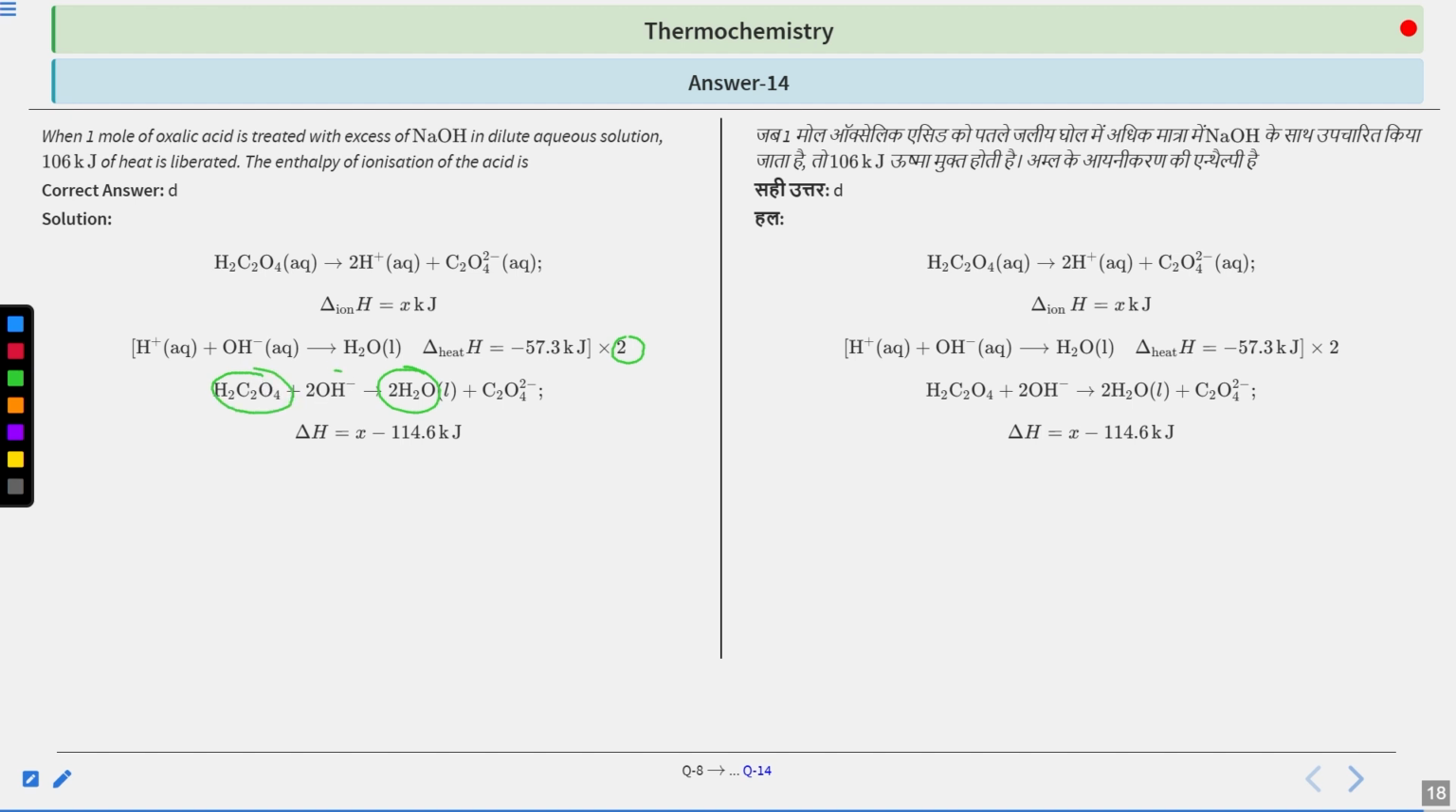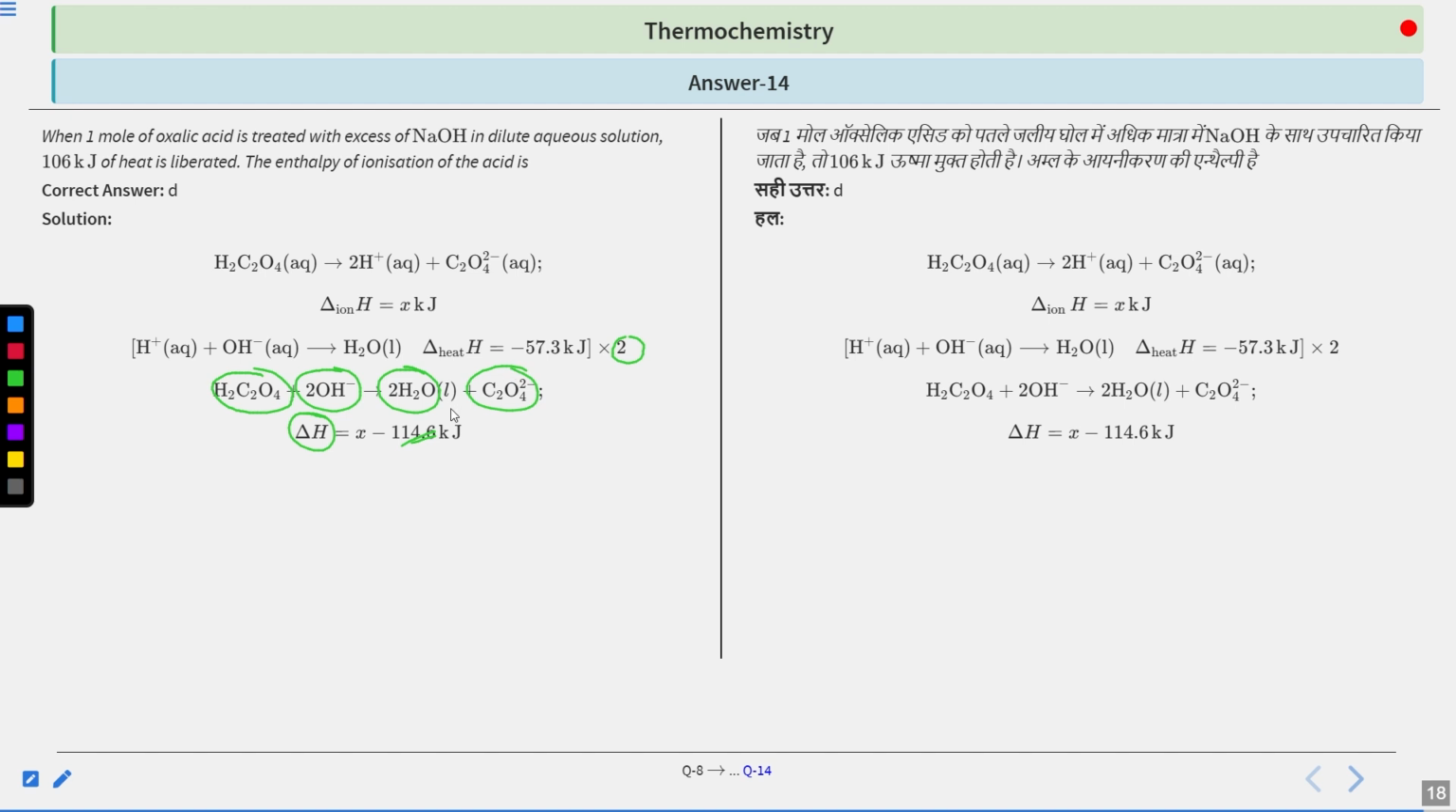Now for those 2 moles, 2OH minus will be used, and the amount of heat that is released is 114.6. This is the amount of heat that is released in the ideal case. Now what is the total amount of heat that should be released? It will be delta H equals x minus 114.6 kilojoule. Clear? This is the multiplication for the formation of water, for 2 moles of water.